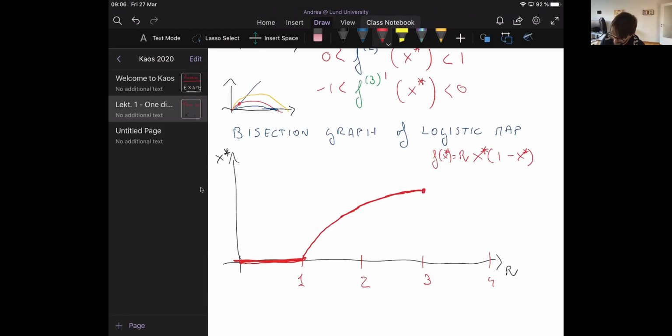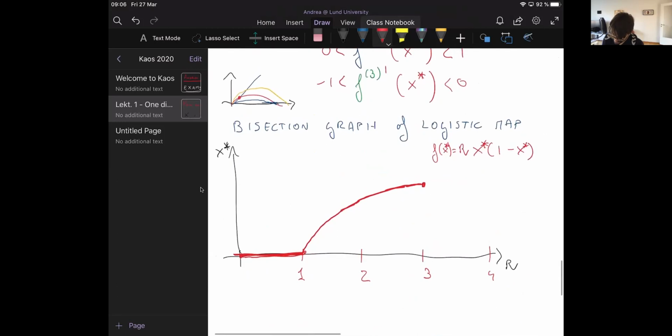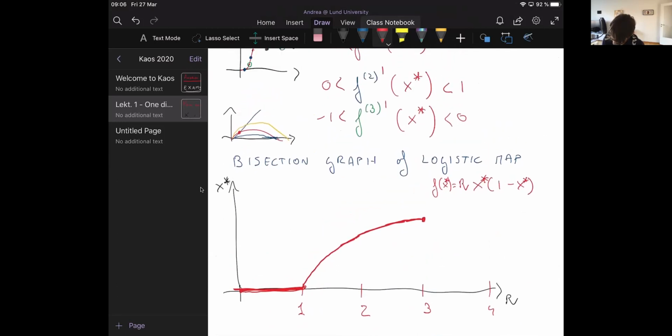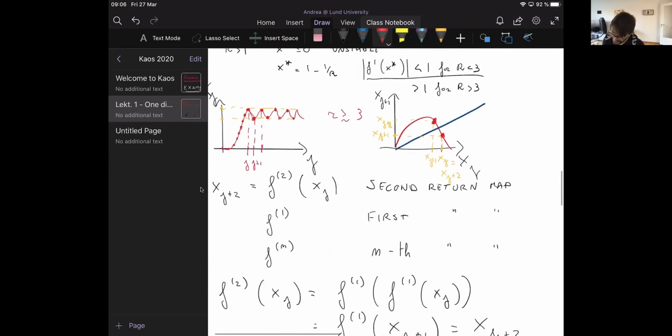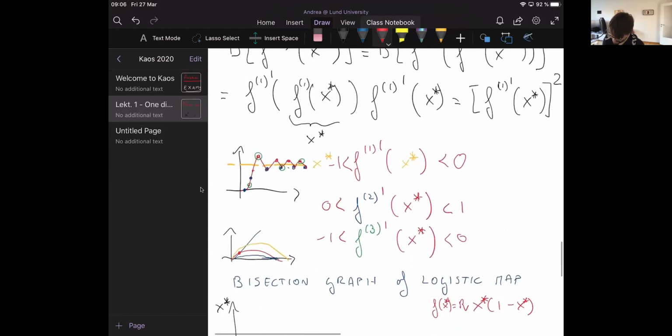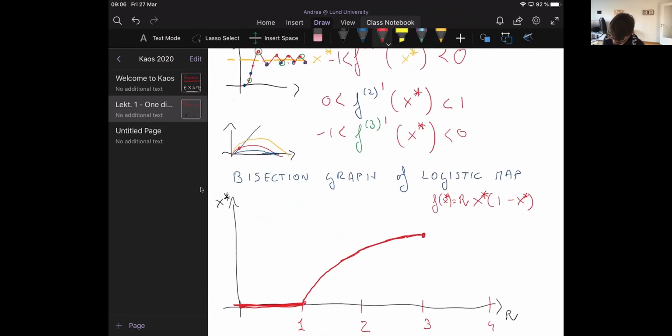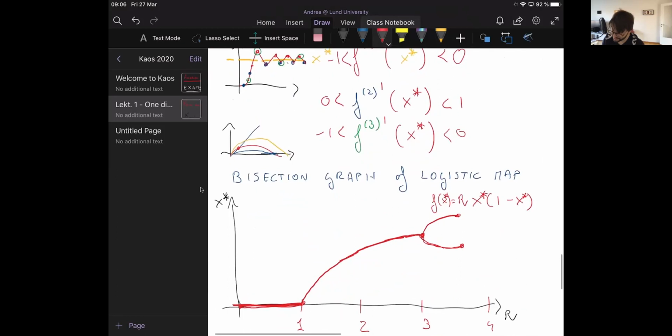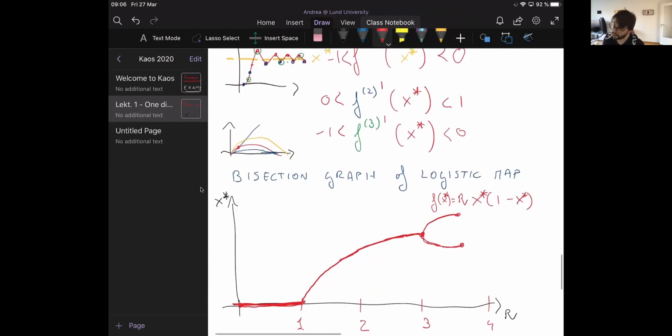But when you have r equal to 3, some magic happens. You don't have one stable fixed point anymore, but you have 2. And you have this bouncing up and down solution. For a number that is greater than 3, you will have a splitting of the fixed point into 2 fixed points that will be fixed points for the second iterate of the map.